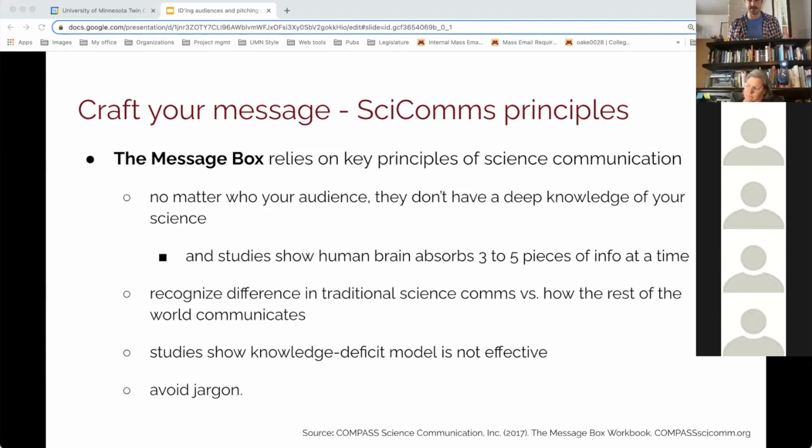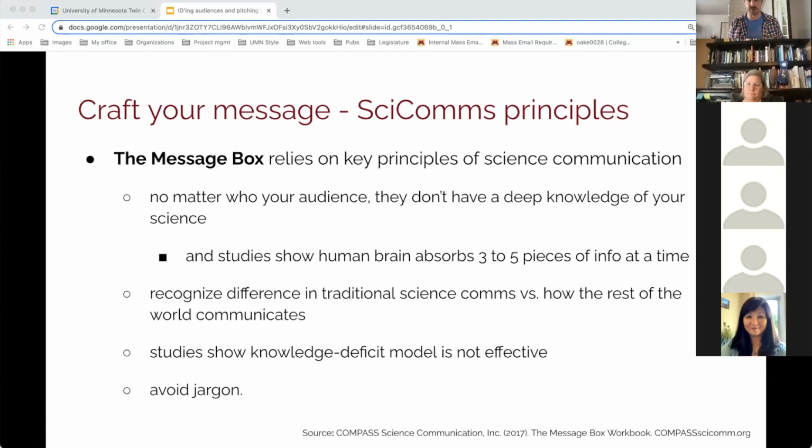First among those principles is that your audience does not share your expertise almost across the board, even when you're talking to other scientists, whether you're addressing your peers at a conference or a lawmaker or a reporter or the person on the street. Your audience doesn't know the scientific realm of your science like you do. So we need to convey it to them. To do that, we need to consider that cognitive studies show the human brain can really only absorb 3 to 5 things at a time.